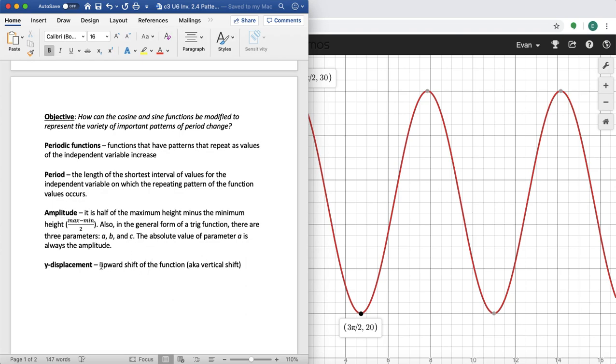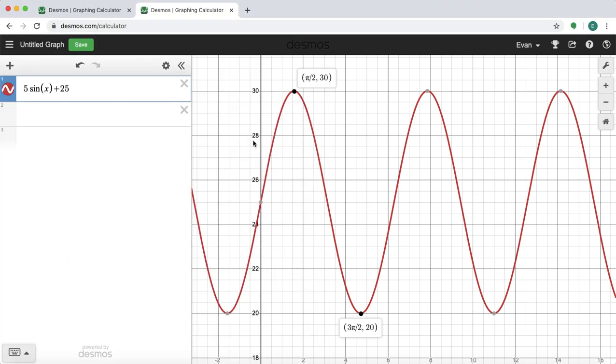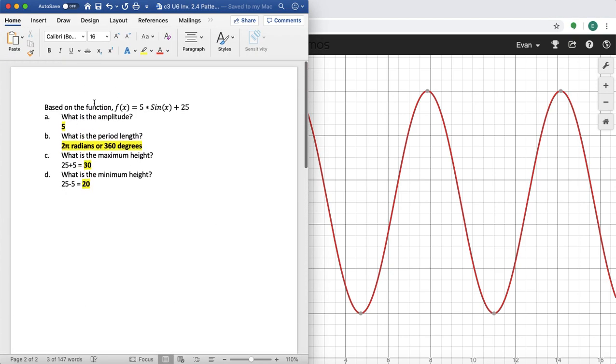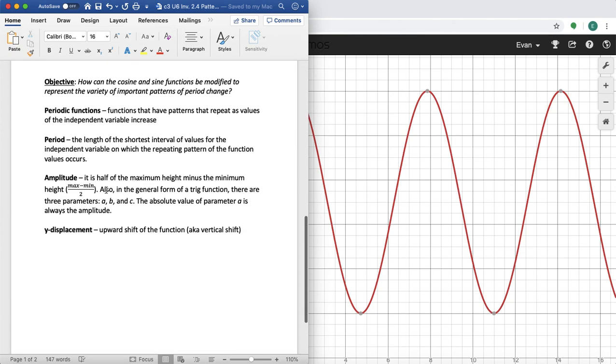And then last but not least, we've got this fancy term called y displacement. That's what the textbook refers to as our vertical shift of our graph. So in this case of our example, it's being shifted 25. Or I guess you could say the y values are being displaced by 25, positive 25. So that is, right, this is the problem we went through yesterday, or that you went through yesterday. Here is the terminology.